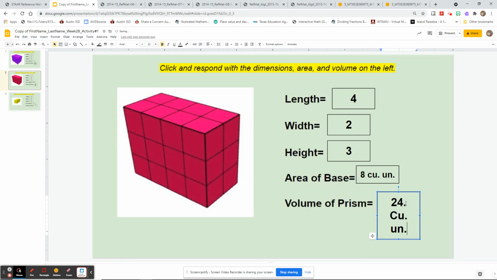Oh, oops. All right. Why did I put a dot? There we go. That looks good.